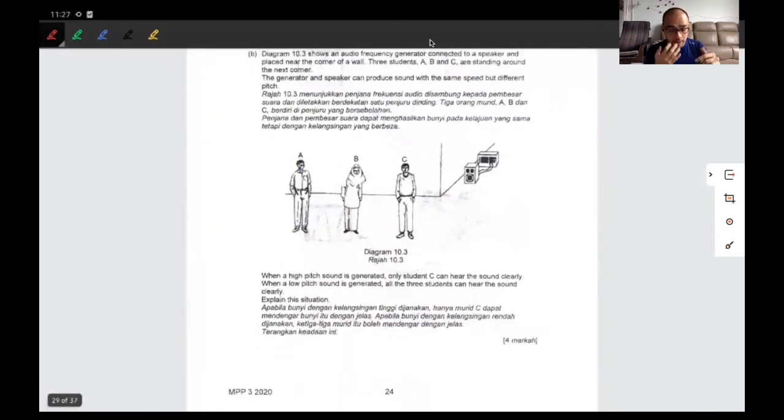This one talks about diffraction. Why is it that only C can hear, but B and A cannot hear, if it is high pitch? If it is low pitch, all three students can hear, if the sound is low. Actually, it's not just diffraction, it's also refraction. Two concepts are being tested here.